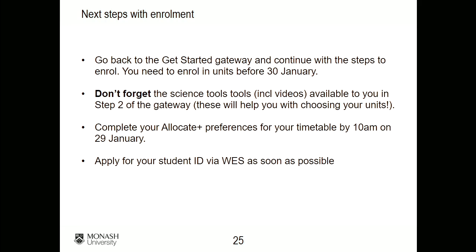And you need to complete your Allocate Plus preferences for your timetable by 10 a.m. on the 29th of January. That provides you with a range of preferences for classes, like your lab classes, your lectures, and your workshops. So your preferences need to go in by 10 a.m. on the 29th of January. And you also need to apply for your student ID via WES as soon as possible, because this is basically how you get around Monash in terms of access to things like the student lounge, amongst other things.